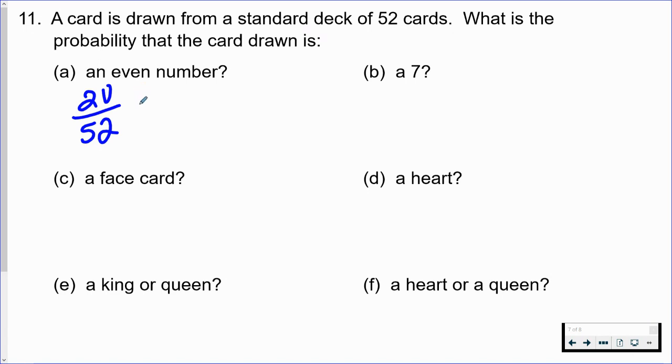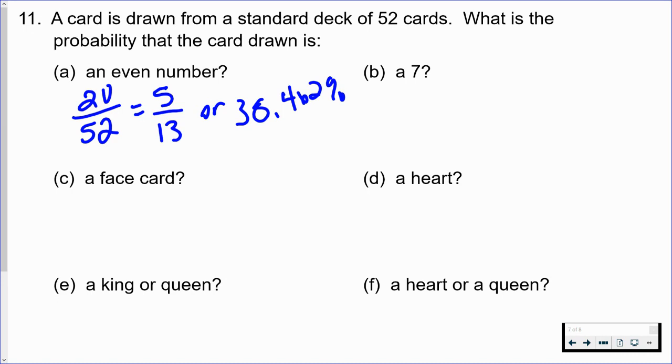If we reduce that, we could divide those by, let's see, 4. That'd be 5 over 13. Or let's get that as a percentage. So 5 divided by 13 would be 38.462%.